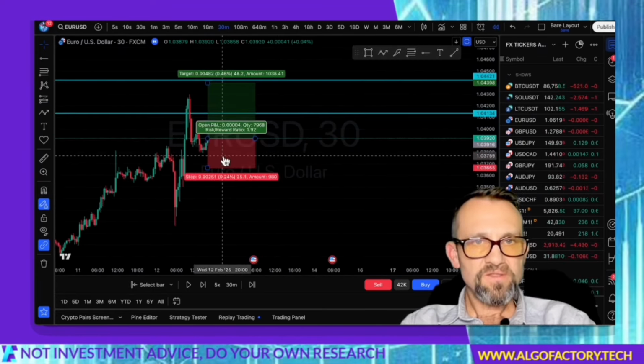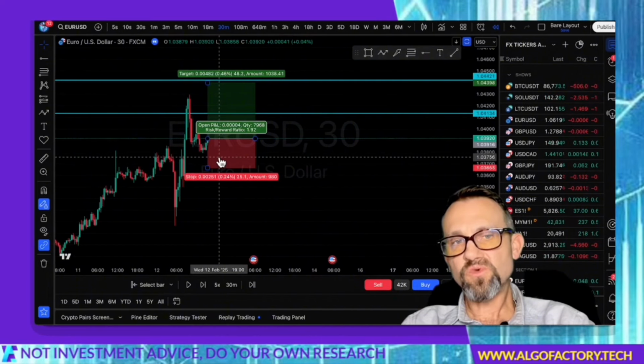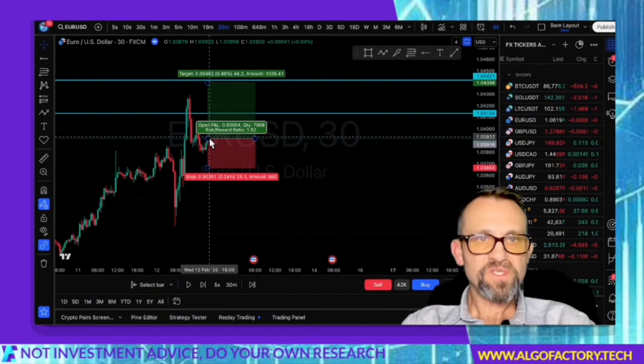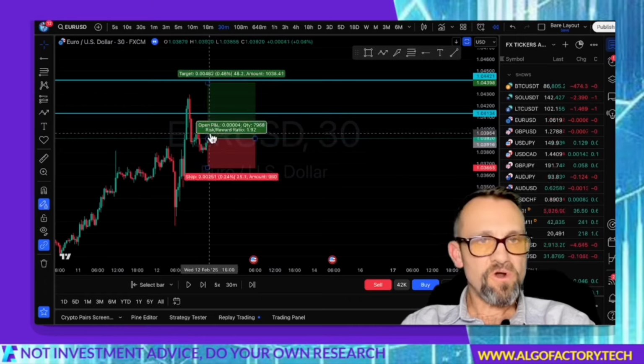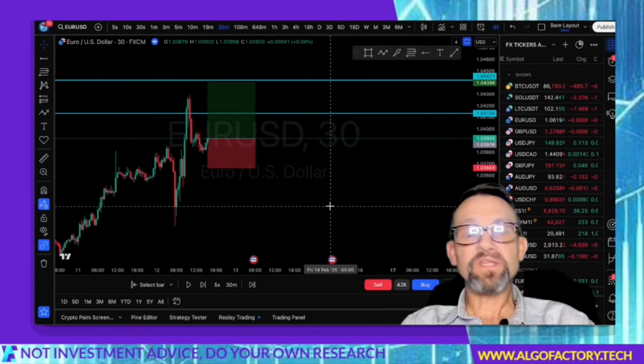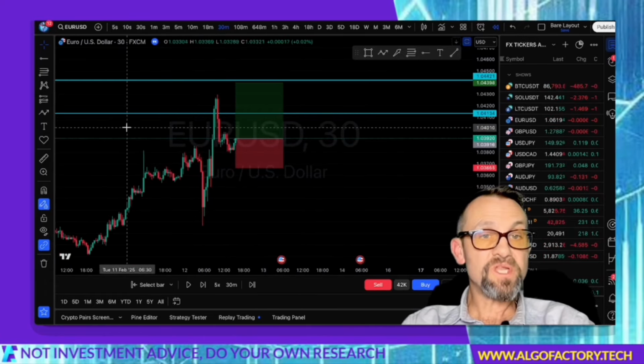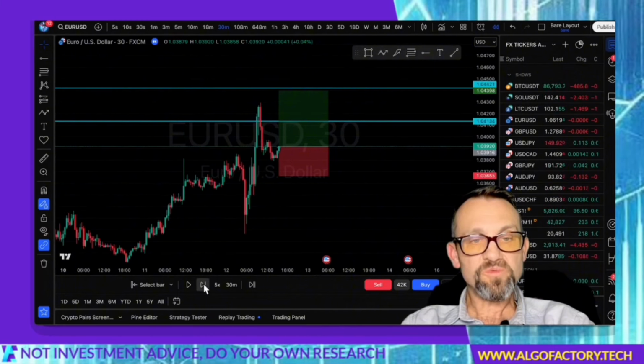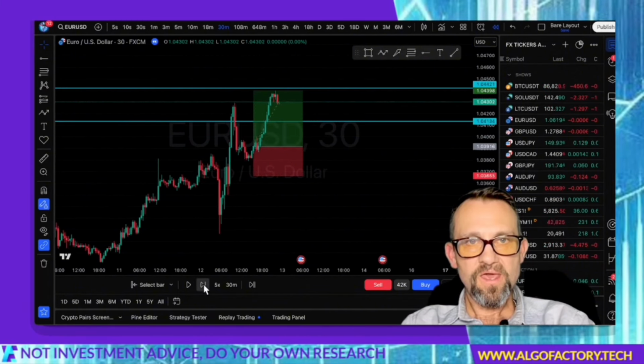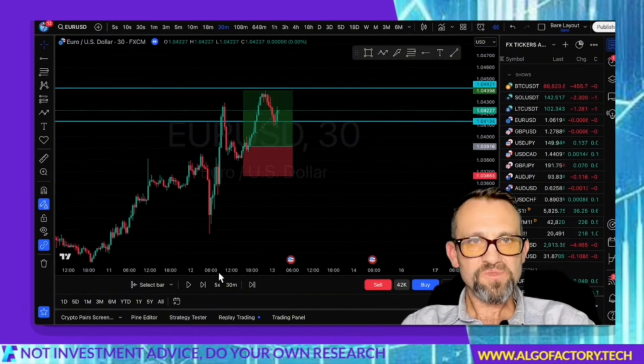Okay, so let's see. This is a 1.92 to 1 risk to reward ratio. If price heads down, I lose $100. If price goes all the way up past here, I want to make $192. That's almost a 2 to 1. That's a really nice ratio. Let's see what happens when we push play. There we go. Price is heading up and almost won that trade. Almost won. Look at that.